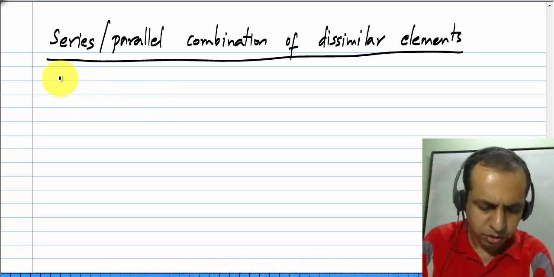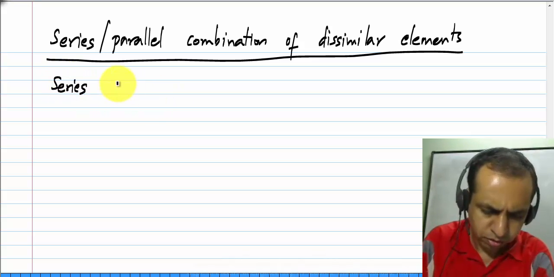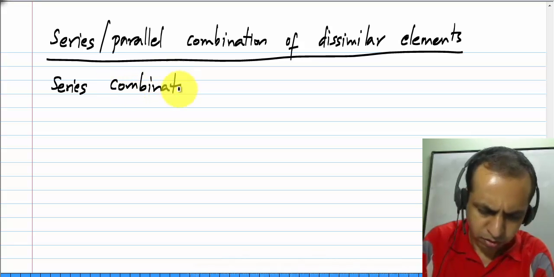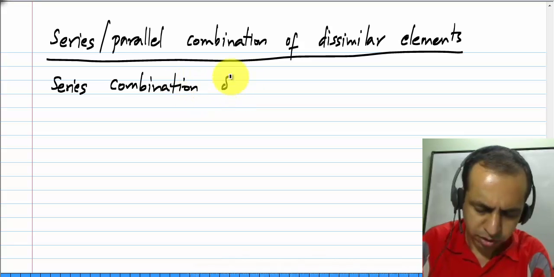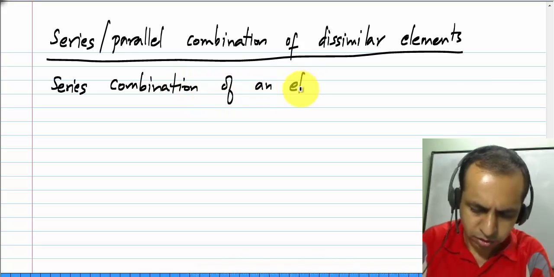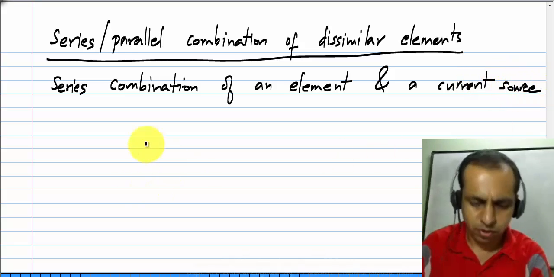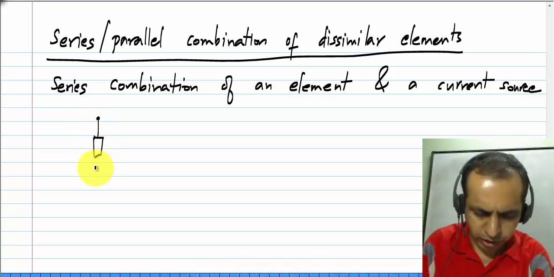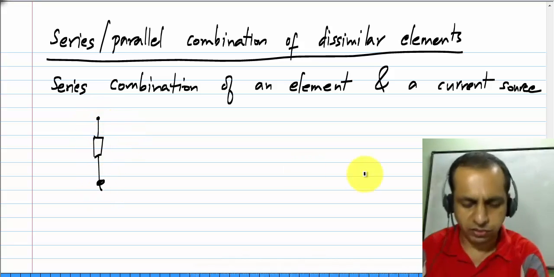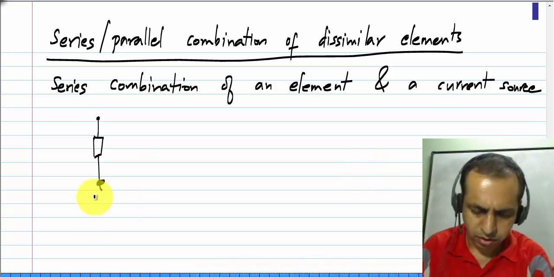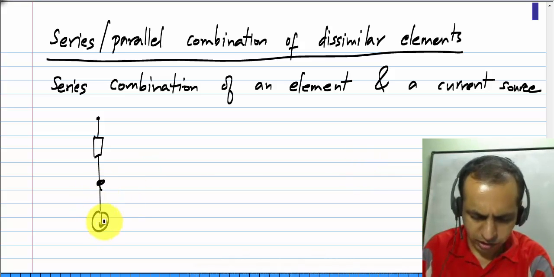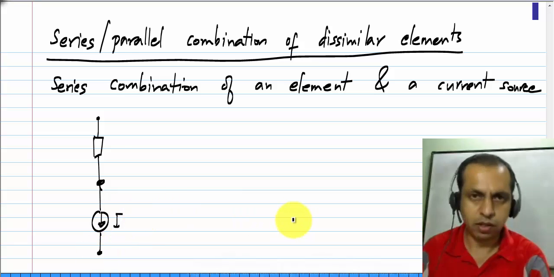So first let's look at the series combination of an element and a current source. That is, we can have any element. It could be a resistor, inductor, voltage source. Okay. And in series with that, we have a certain current I.